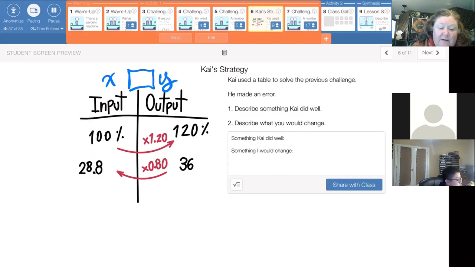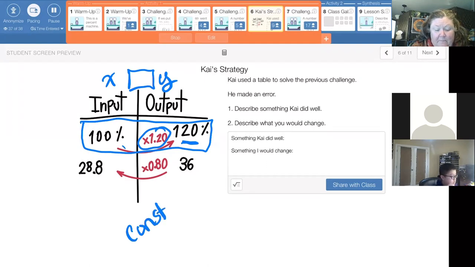This is a really clear example right here where Kai found something that we can check and it works both ways. If I take 120 and I divide it by the 100, I'm going to get 1.2. And if I do 100 times that 1.2, I get 120. That makes this our constant of proportionality. And if you remember from our previous unit on proportions, whatever is happening with the X to get the Y in one is true for the others.